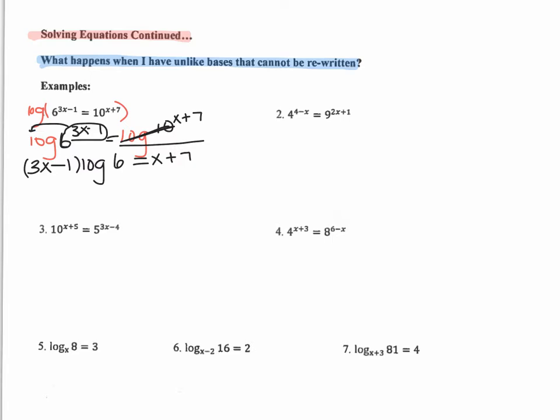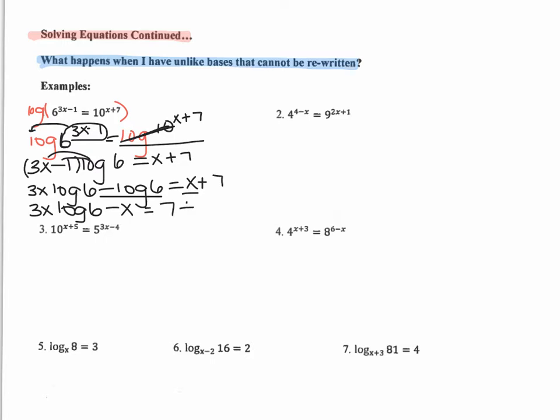So I'm trying to get x by itself. I'm going to go ahead and distribute this. So I have 3x log 6 minus 1 times log 6, which is just negative log 6, equals x plus 7. Now I'm going to move all my x's to one side and all my constants, my non-x's, to the other side. So I'm going to subtract this x to the other side. So I have 3x log 6 minus x. And since negative log 6 does not have an x, I'm going to add it to the other side. So I have 7 plus log 6.